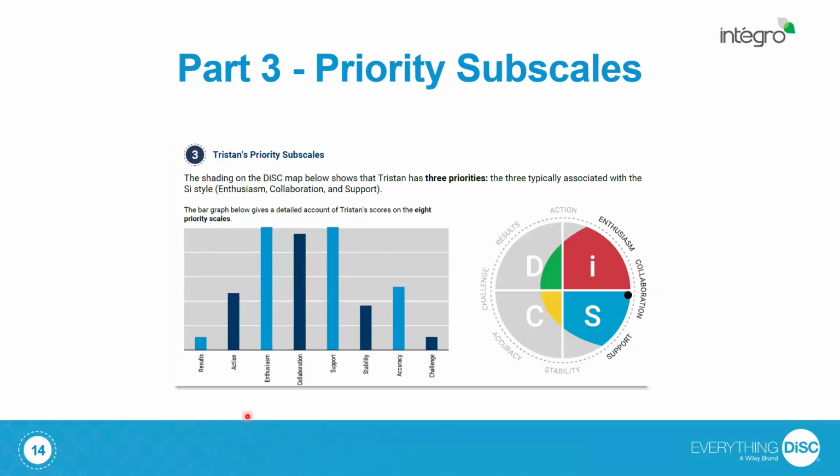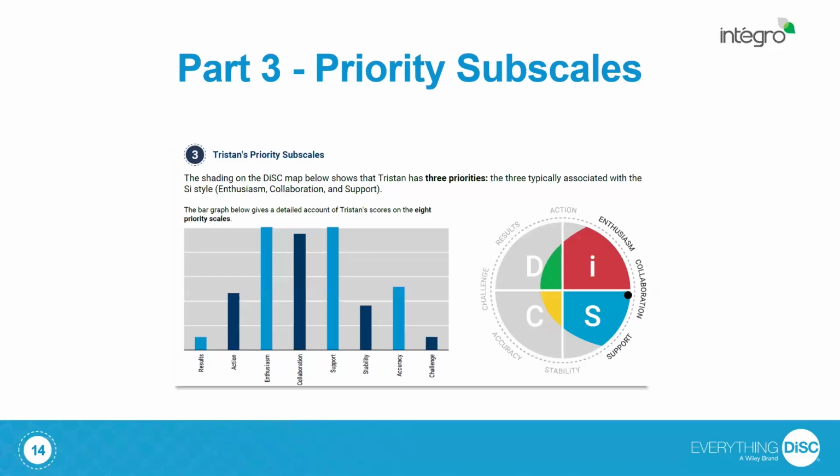What this bar graph tells me is I just so happen to have answered those three priorities in the higher scoring as enthusiasm, collaboration, and support. You can see that data here. Now, all that tells me is that I've answered those priority questions within the statistical norm of the typical SI style candidate. That's not to say that it's better or worse to answer outside of those styles, because you can have an additional fourth or fifth priority. It simply means that that's just how I've answered those priority questions.